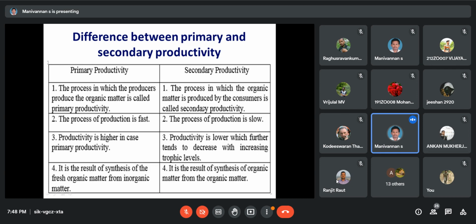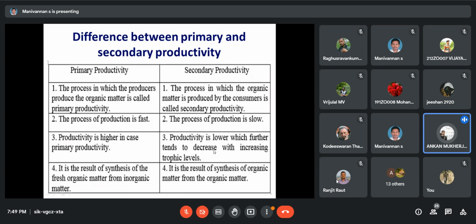Yes, sir. Because the producers occupy the first trophic level, the primary consumers occupy the second trophic level. As the trophic level increases, the number of organisms in each trophic level decreases. Since plants occupy the lowermost trophic level, the number of organisms is much more than the primary or secondary consumers. That's why their productivity is higher. Okay, very good.